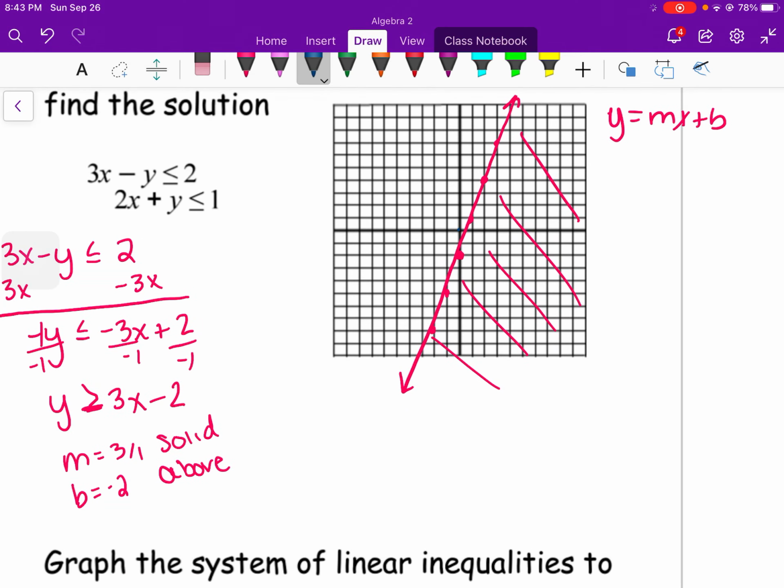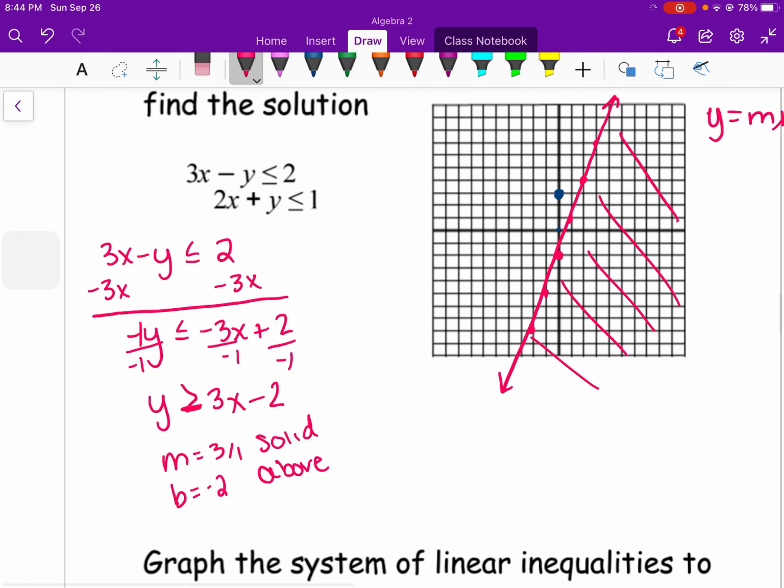Like the point 0, 0 is really close to being on the line, so I'd maybe just pick the point 0, 3. If you pick the point 0, 3 and plug in 0 for x and 3 for y, you'd get 3 times 0 minus 3 is less than 2. So that would be 0 minus 3 less than 2. Is negative 3 less than or equal to 2? Negative 3 is less than or equal to 2 is true.